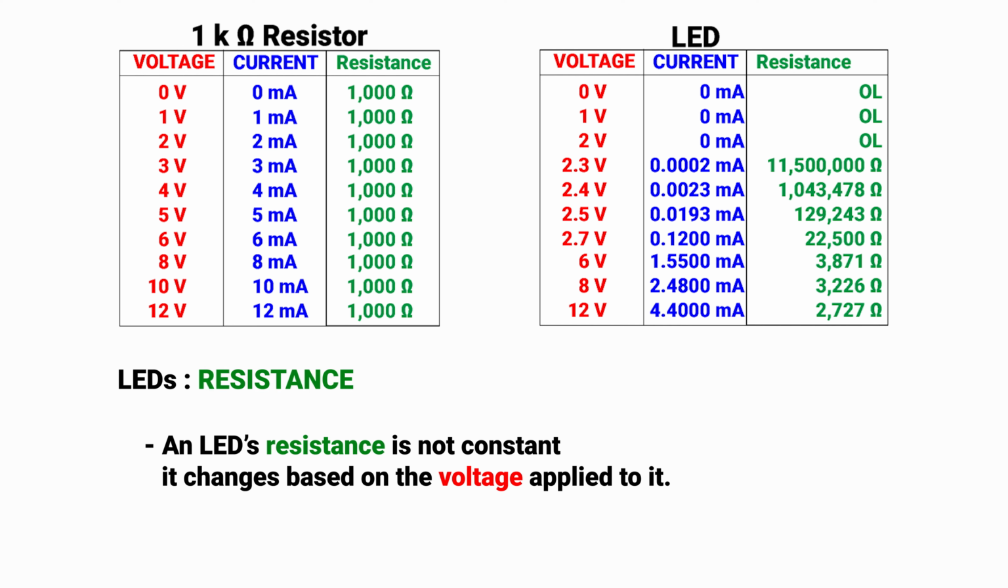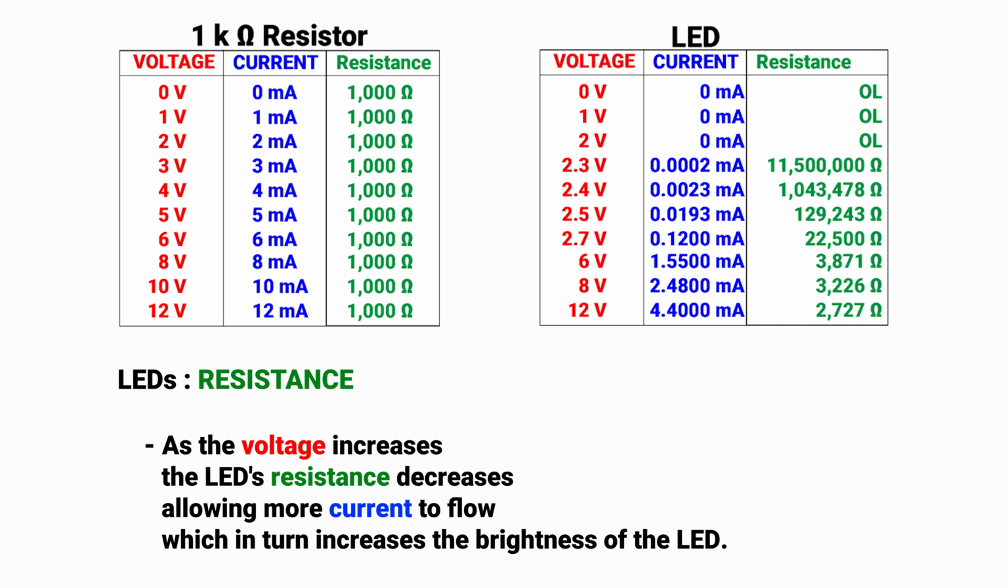Then finally we talked about measuring the resistance of an LED. The problem with that is an LED's resistance is not constant. It changes based on the voltage that is applied to it. As the voltage increases, the LED's resistance decreases, which in fact then allows more current to flow through. And then as more current flows through, we see a brighter LED.